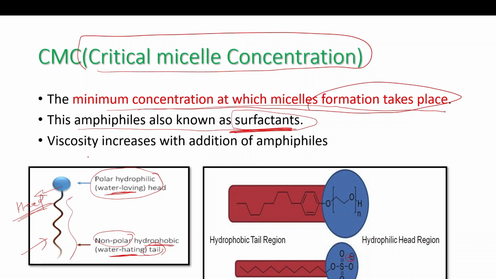And similarly with the lyophilic colloids, their viscosity increases with the addition of amphiphiles. So this is one example. In that we can see that there are positive and negative charges, and when we talk about these amphiphiles or surfactants, there is one head and one tail.